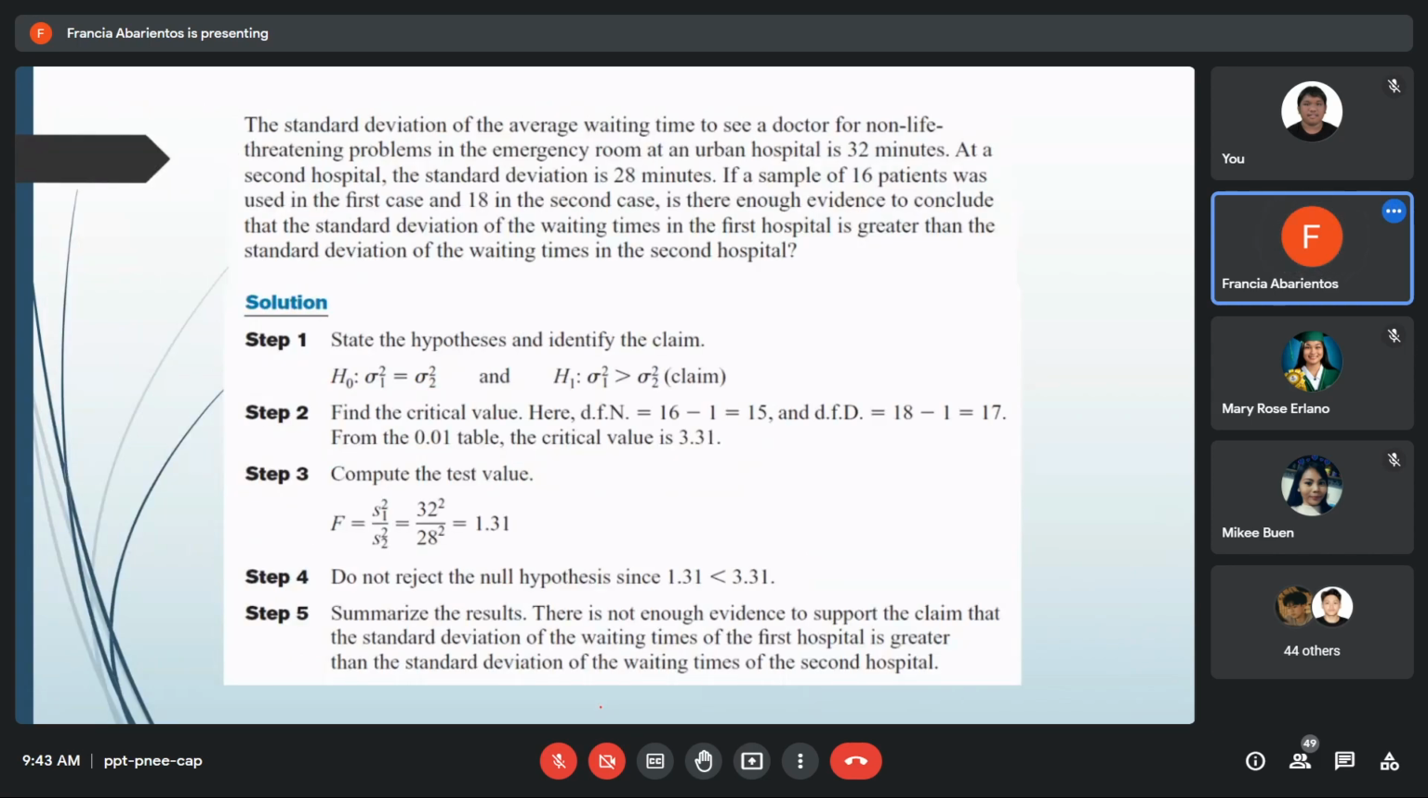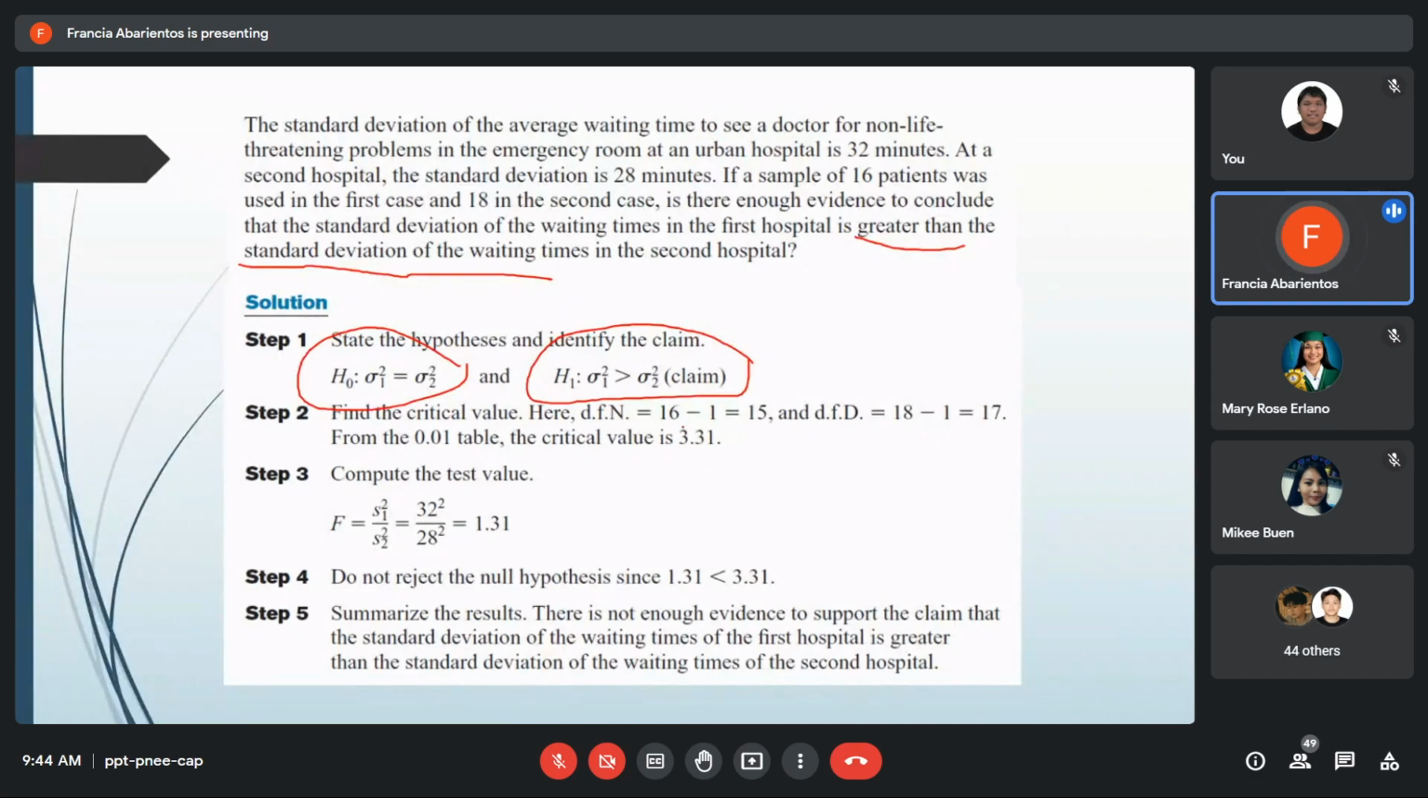Another example. So, our case is the same, but here, it was stated that the standard deviation is greater. So, this is now your claim. The first claim is equal to, or there is no significant difference. So, the claim now, the alternative hypothesis, is that the variance is greater than, or the standard deviation of the waiting time in the first hospital is greater than the standard deviation of the waiting time in the second hospital.